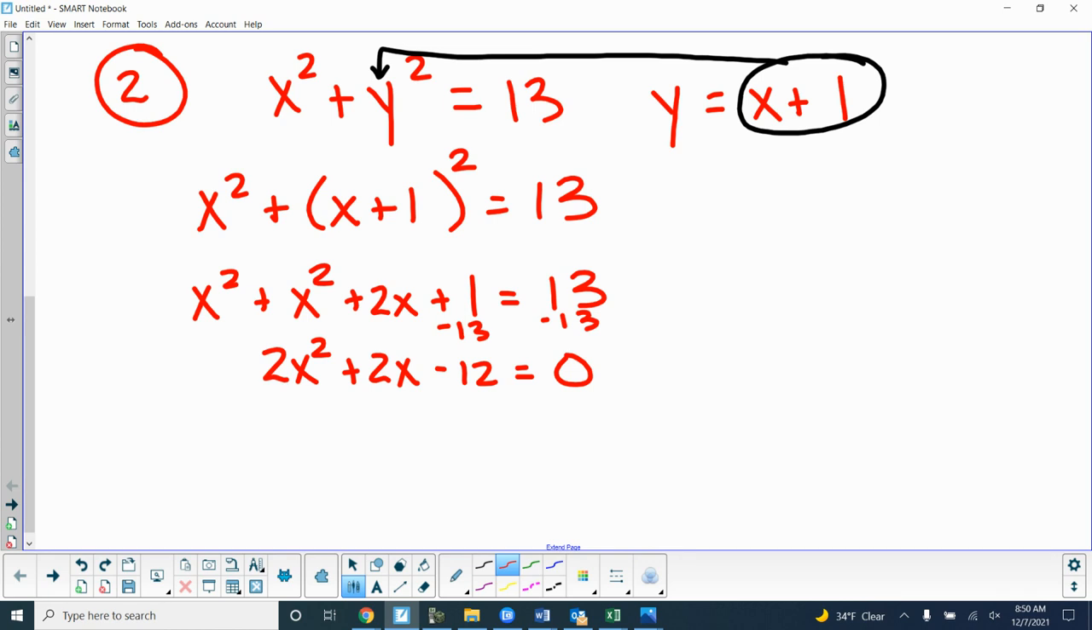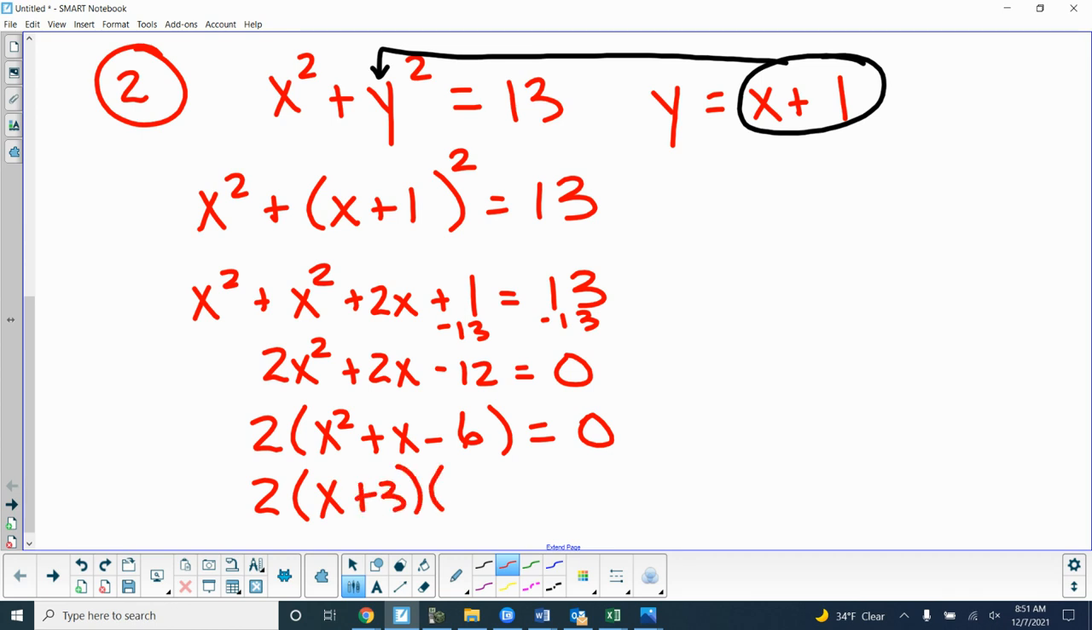All right? If I factor this, the GCF is 2. I'm going to pull that out, and I get x squared plus x minus 6. And I can factor negative 6 and add those two factors. Positive 3 times negative 2 gives me the negative 6. But when I add 3 plus a negative 2, I get that positive 1 in the middle. Okay, so I just factored it. Okay, but again, using the quadratic formula will give you the same answers.